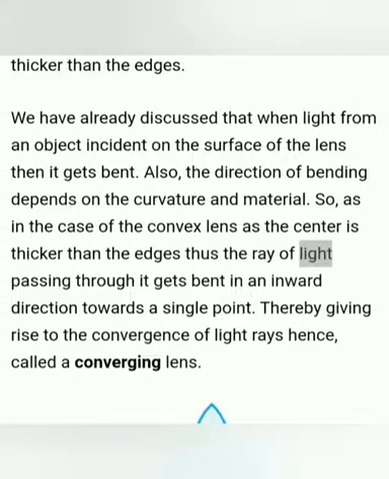Then let me go to the convex lens, a type of optical lens whose surface is bulged in an outward direction, making the center thicker than the edges. We have already discussed that when light from the object is incident on the surface of the lens, it gets bent. Also, the direction of the bending depends on the curvature of the material. So, in the case of the convex lens, as the center is thicker than the edges, the ray of light passing through it bends in an inward direction towards a single point, thereby giving rise to the convergence of light rays. Hence, this is called the converging lens.